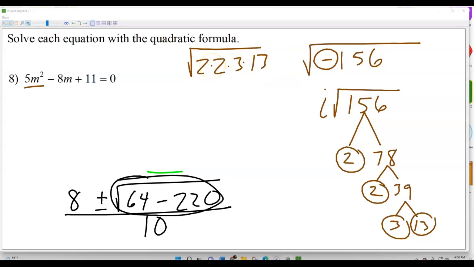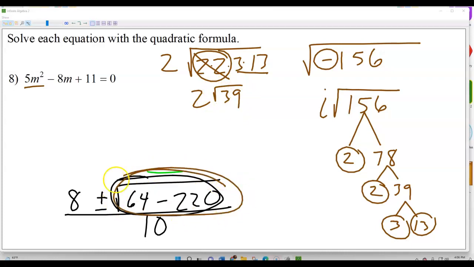And with square roots, what we do is look for pairs of numbers that are the same. And as soon as we find a pair, we can write that number on the outside and cross off the pair. Now, if there's no pairs left, whatever's left on the inside, you just multiply it back together and you get 2 square root of 39. And so we're done. That is the simplification of that square root. So now we're ready for the next step.